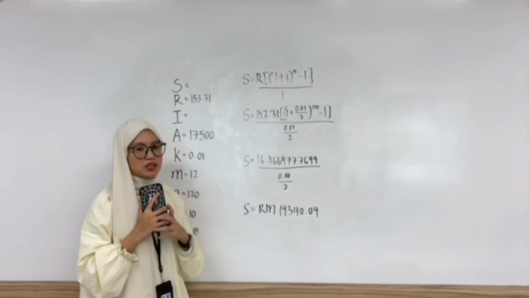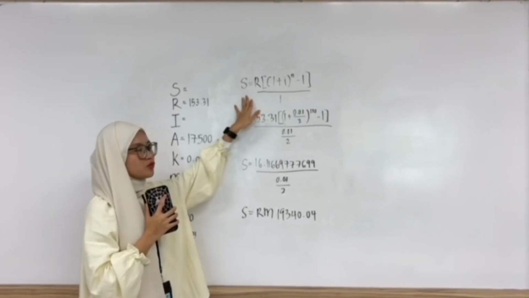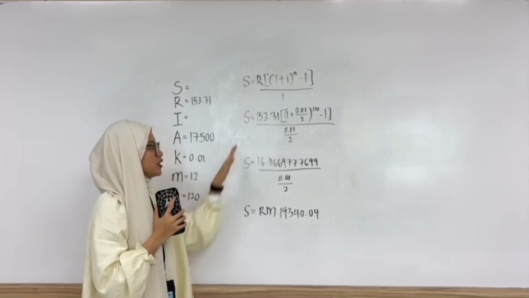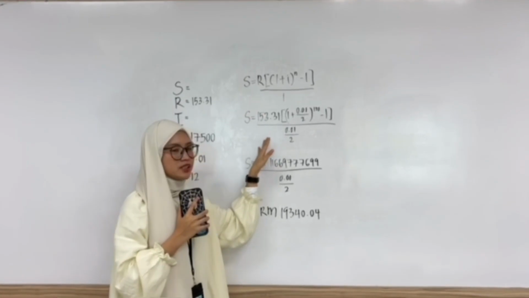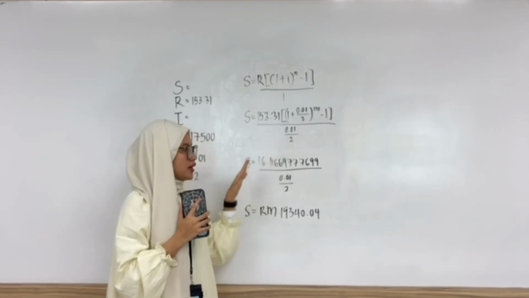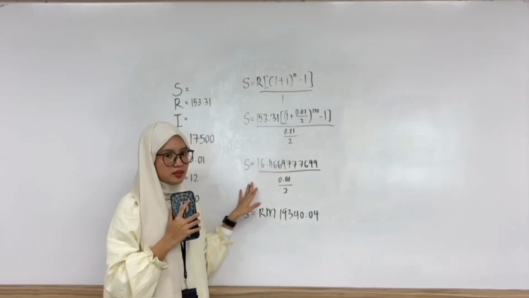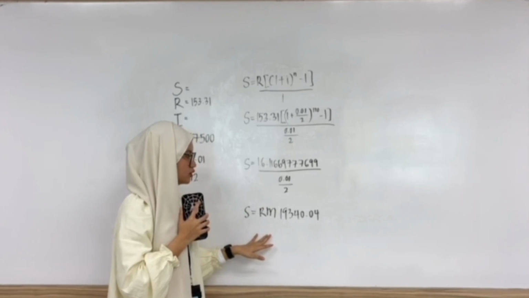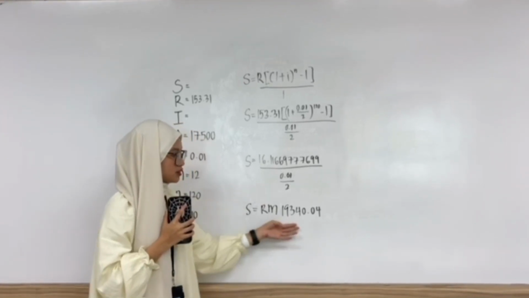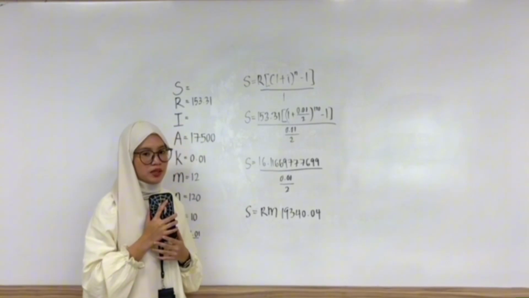For the second question, we must use this formula to find the future value. After that, we must put all the information given into the formula. Then, after calculating, we get RM19,340.04. So, this is the total amount that Aida needs to pay to settle the loan.